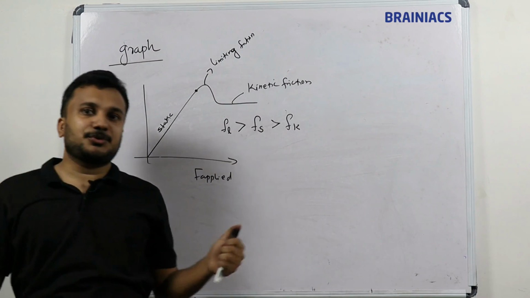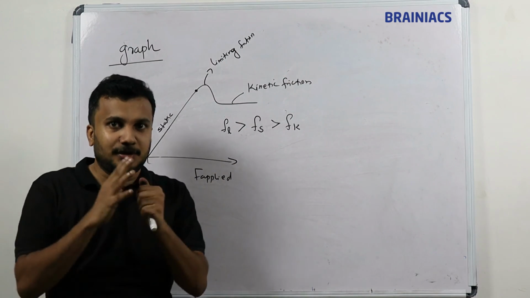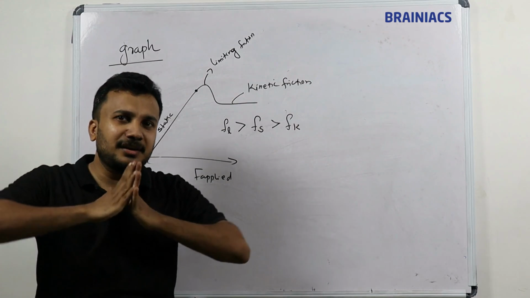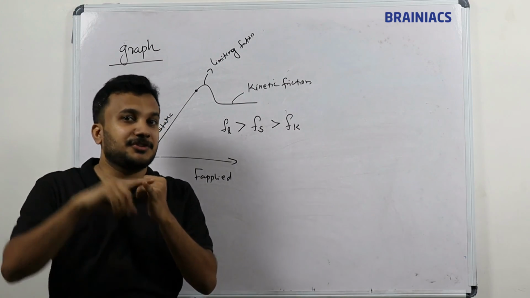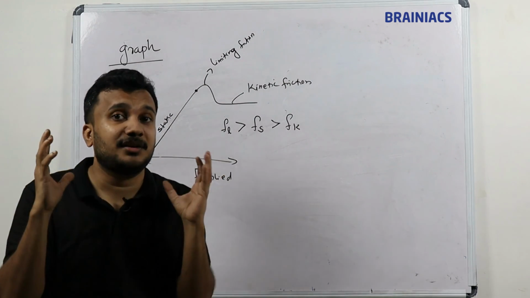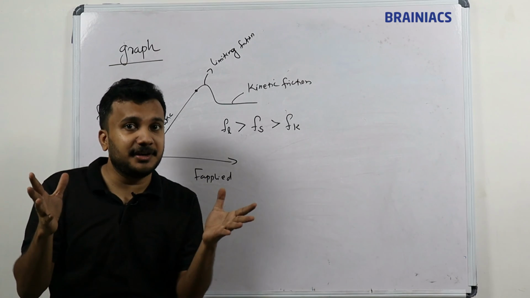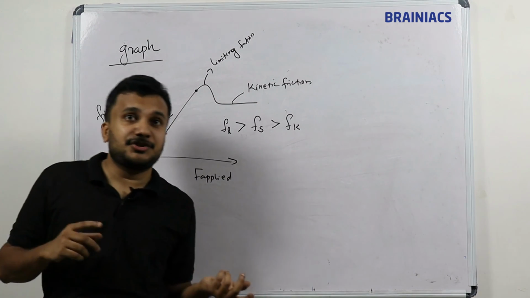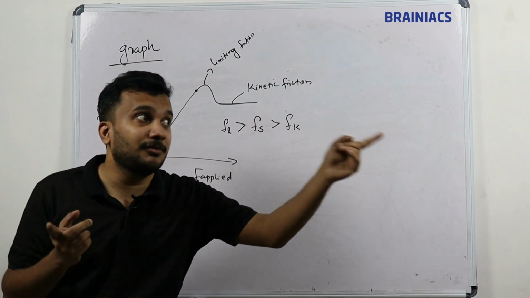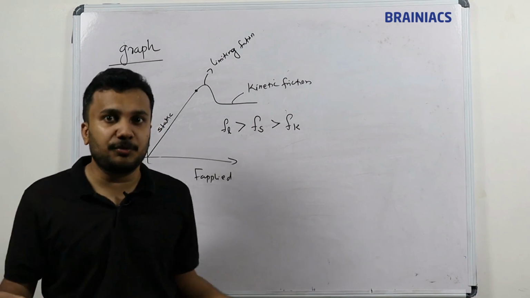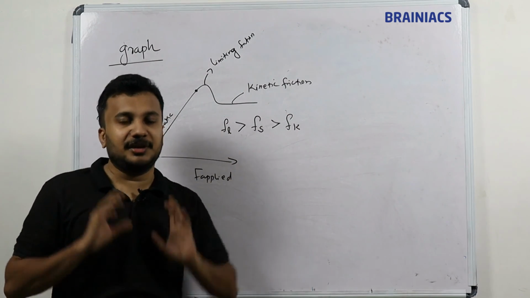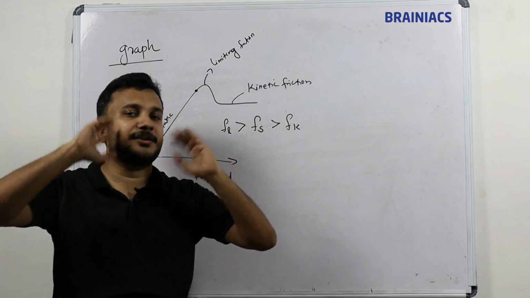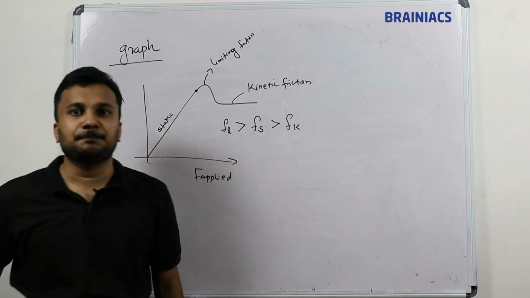We have to do some questions so that it will be understood. Based on the example, I am summarizing what we have learned today. Limiting friction is the highest value, the maximum the surface is offering. After we find the limiting friction, we understand whether the block will move or not. If the block is moving, we switch to kinetic friction. The kinetic friction value is the frictional force value.